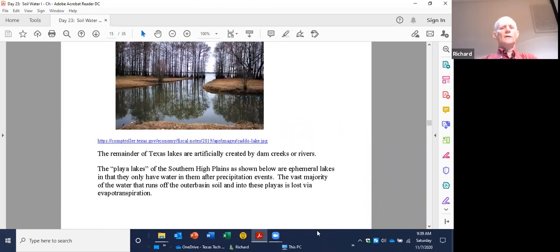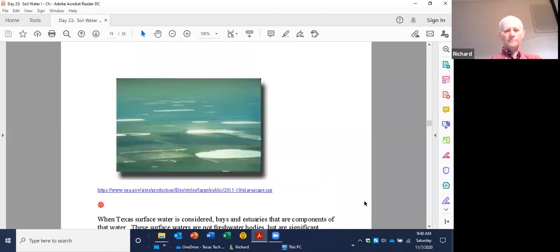Now, here in West Texas, we have what we call playa lakes. The playa lakes of the southern high plains are ephemeral lakes. Ephemeral lakes means they have water immediately after a rainfall or a precipitation event, but over a period of time, the water is transpired or evaporated, it goes back to the atmosphere, and so it is gone. The surface water is owned by the state of Texas, but if you have a playa lake, that is not considered surface water because it evaporates so rapidly. The state does not own that.